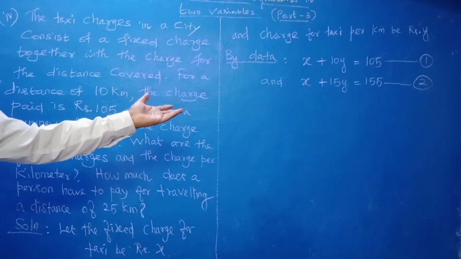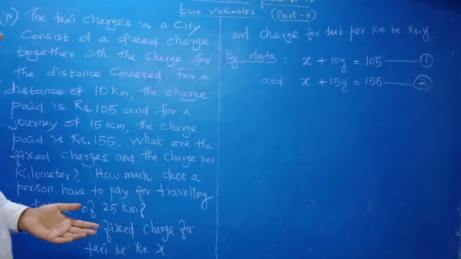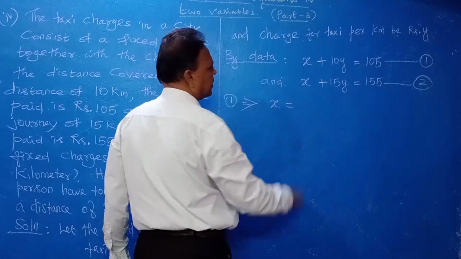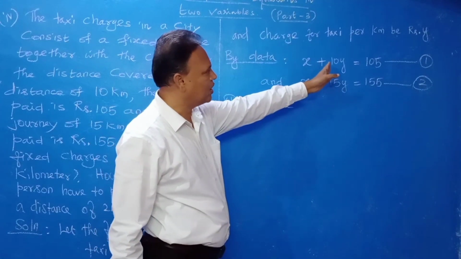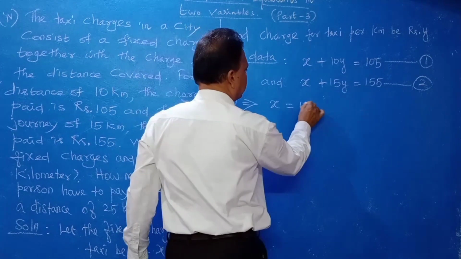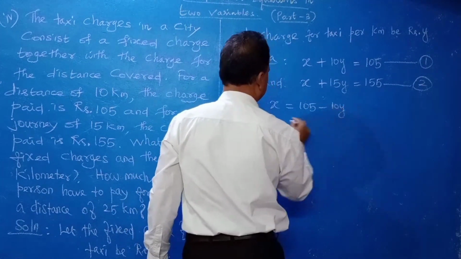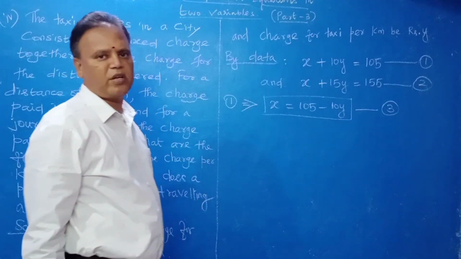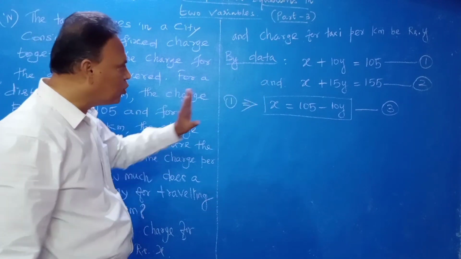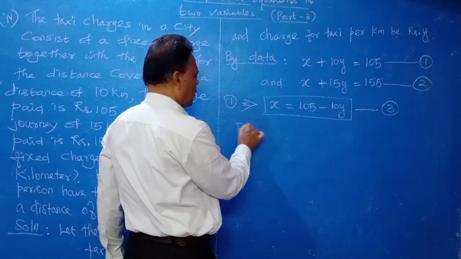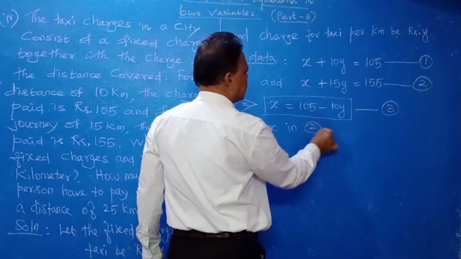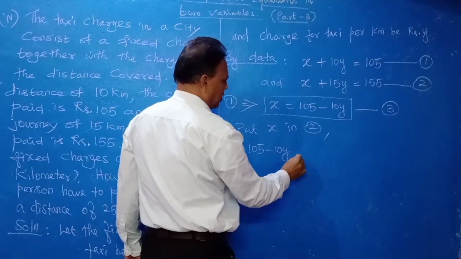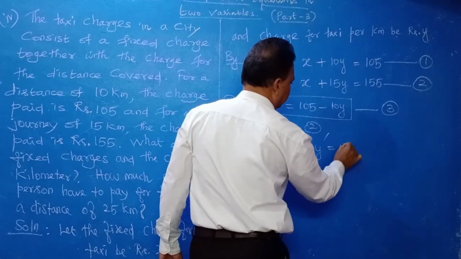Now you have to solve by using the substitution method. Very simple. Equation number 1 you take. Equation number 1 gives, x you find out: x is equal to, with plus 10y bring that side, means 105 minus 10y. This is equation number 3. For our convenience, you take it as equation number 3. Now put this x in equation 2. What you will get? Just replace x. So 105 minus 10y plus 15y is equal to 155.